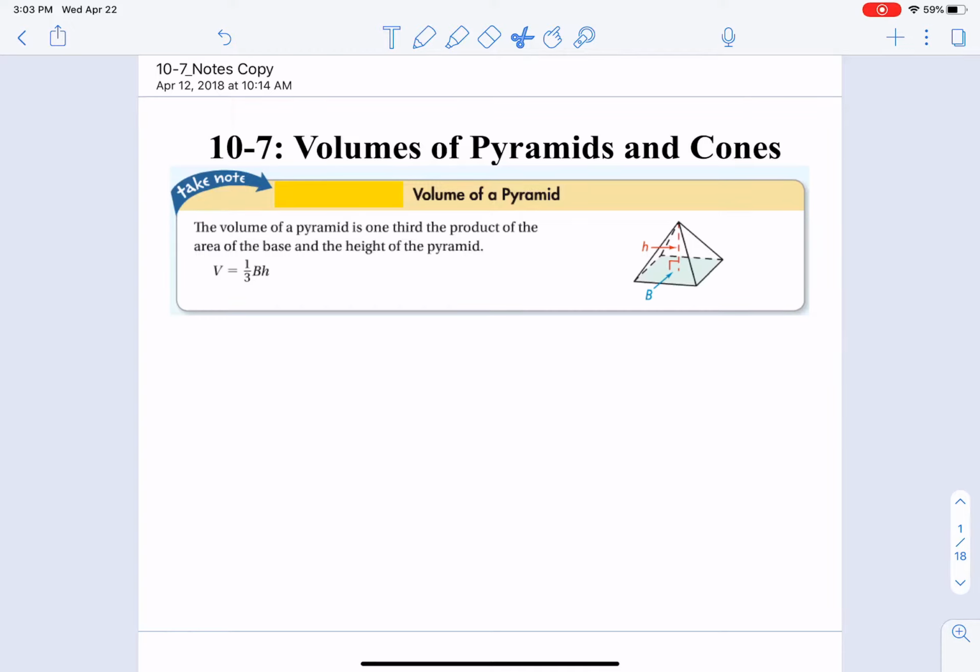Hi guys, welcome back. Today we're going to do 10.7, which is the volume of pyramids and cones. If you remember, last time we did the volume of a prism or of a cylinder, and that was the area of the base times the height. This is really similar. The volume is 1/3 times the area of the base times the height. Not the slanted height, but the actual height.